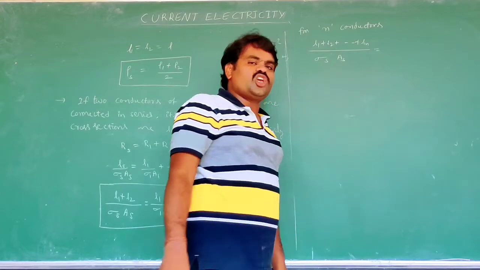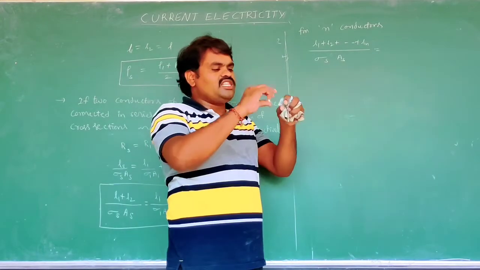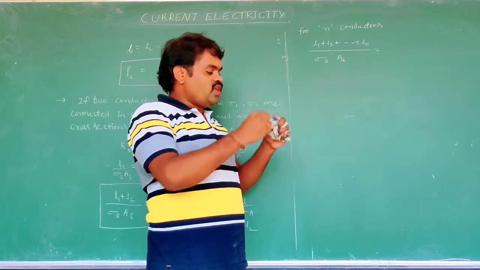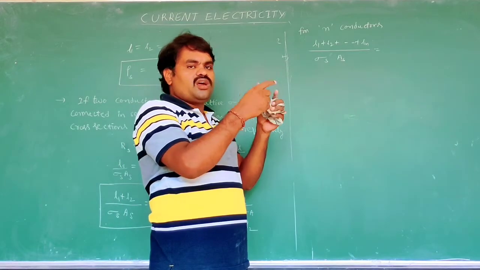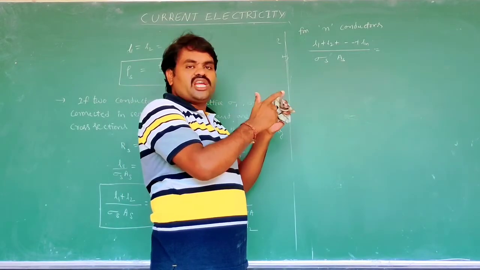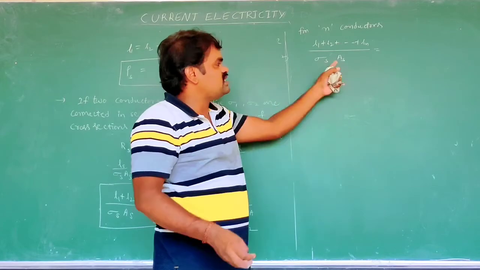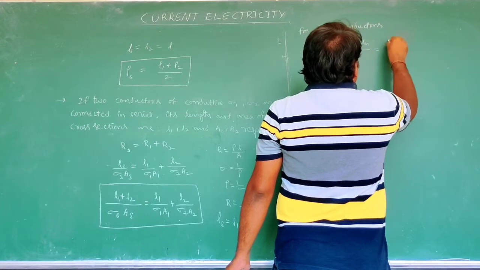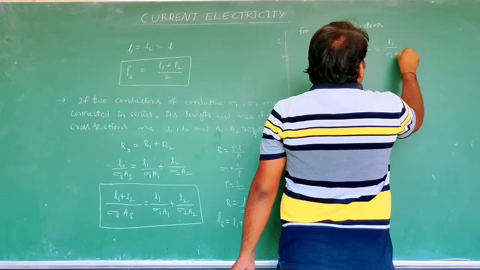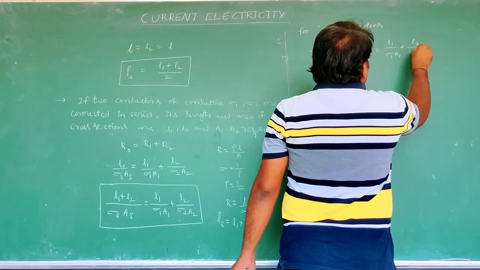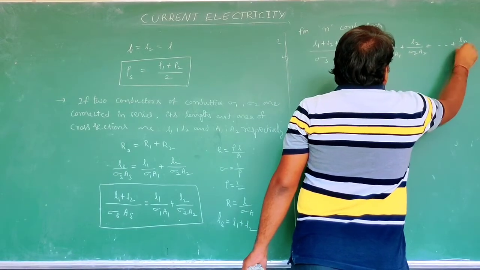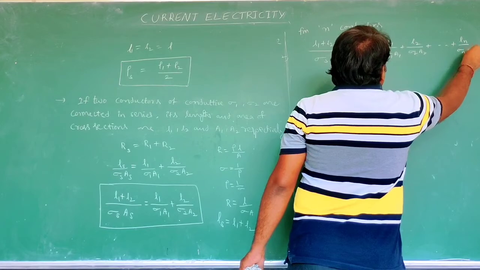Here the cross-sectional area in the series combination does not change. Why? Because they are not increasing. The cross-sectional area of the conductor must remain the same. AS is equal to L1 by sigma 1 A1 plus L2 by sigma 2 A2 plus dash plus Ln by sigma n An.